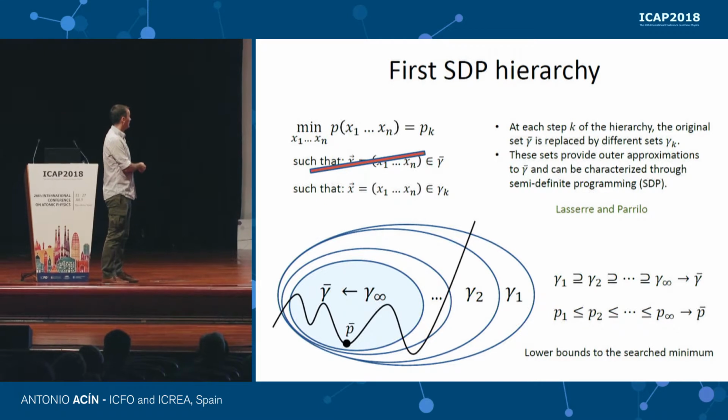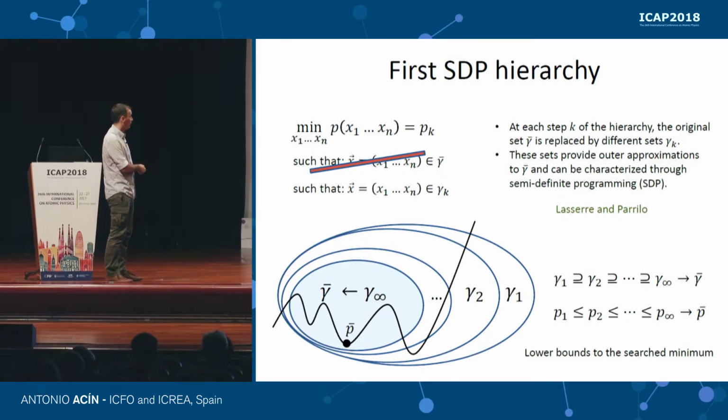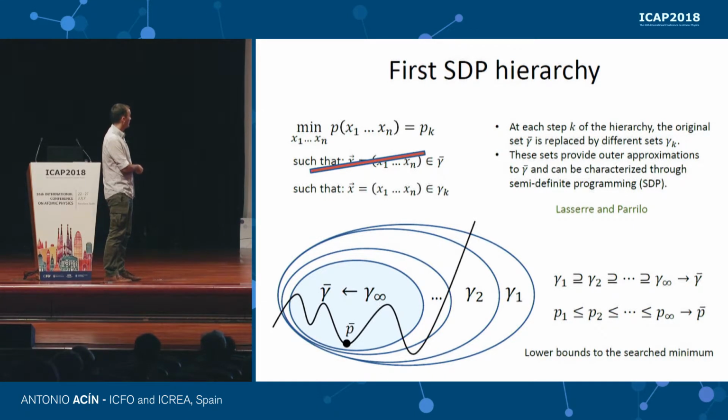So for instance, in this instance, if you run the first step in the hierarchy, you're looking at the minimum of this polynomial over the set gamma 1. Where is the minimum? The minimum is there. It's not what you want. So it gives you a lower bound to the solution. When you run over the second set, you will get the same solution. But if you run over set 3, you will already get the true solution.